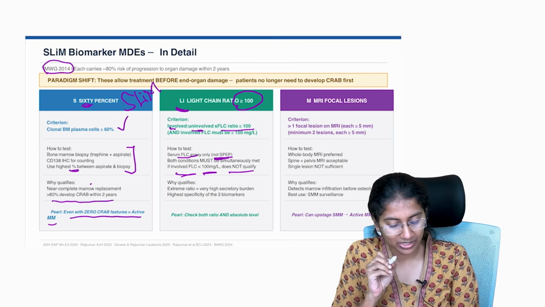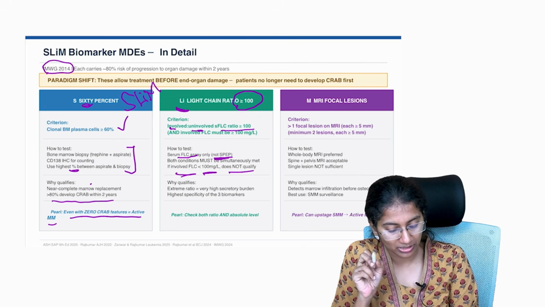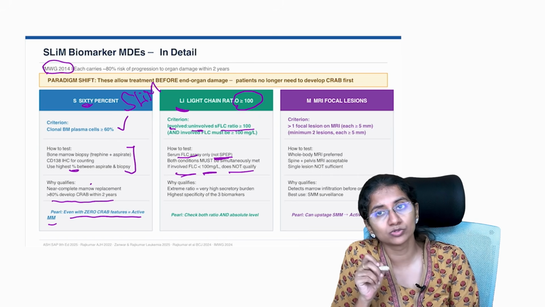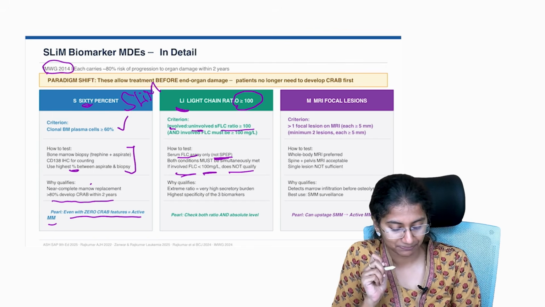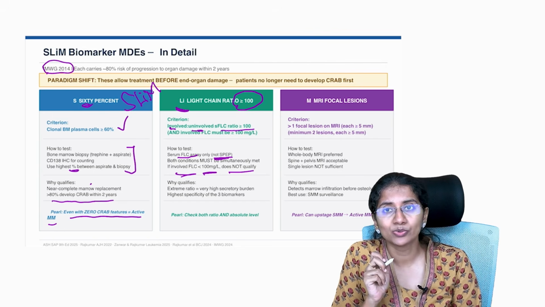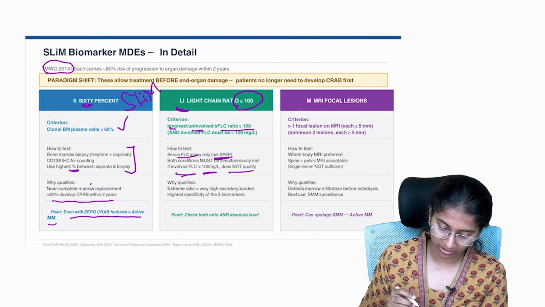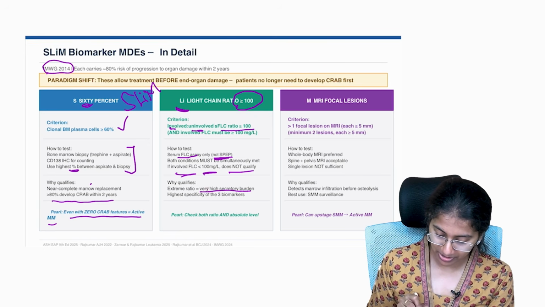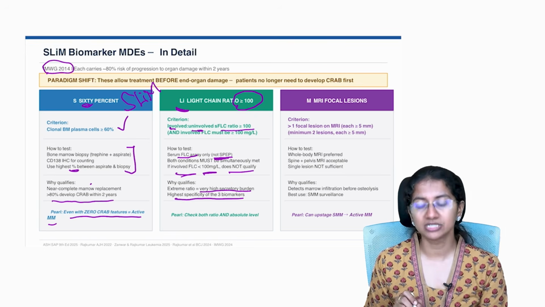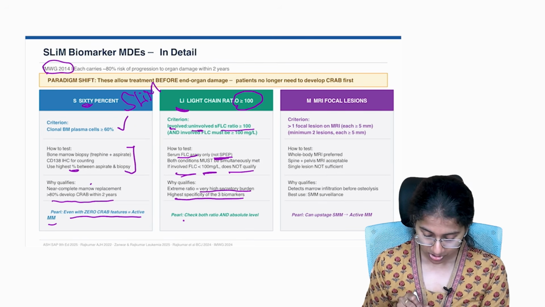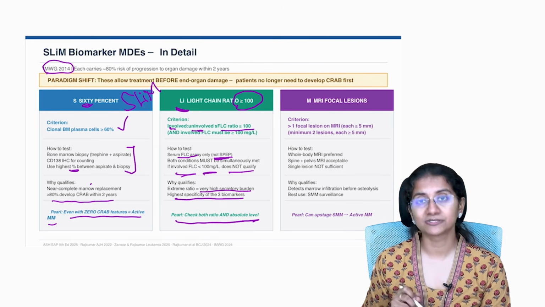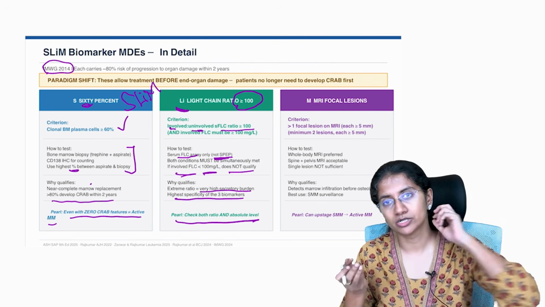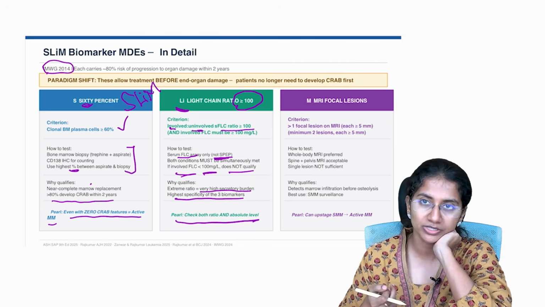Okay, so involved by uninvolved should be more than 100, and involved FLC should be more than 100 milligram per liter. That is how you qualify it as serum FLC ratio more than 100. It is an extreme ratio, with a very high secretory burden, and the highest specificity of the 3 biomarkers. So check both the ratio and the absolute values. The absolute value should be more than 100 and the ratio also should be more than 100.